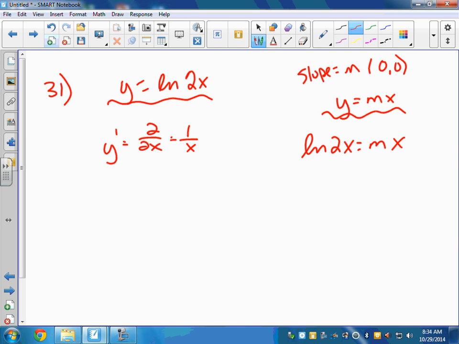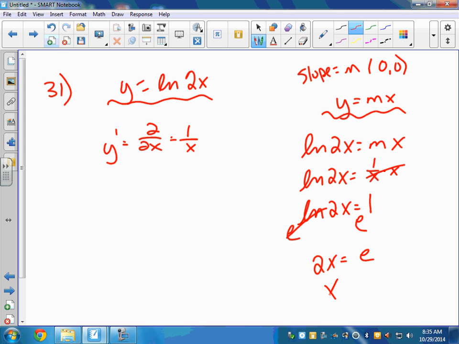So I did that, and then I said, okay, I still can't solve it because I have an m and an x in the problem. M is slope. If it is tangent to the graph, that means the slope has to be what the derivative is. So then I plugged in 1 over x here. And then I just solved that equation for x because that cancels out. And I'm left with ln of 2x equals 1. So I e'd both sides because that cancels out the ln. And I got 2x equals e, or x equals e over 2.